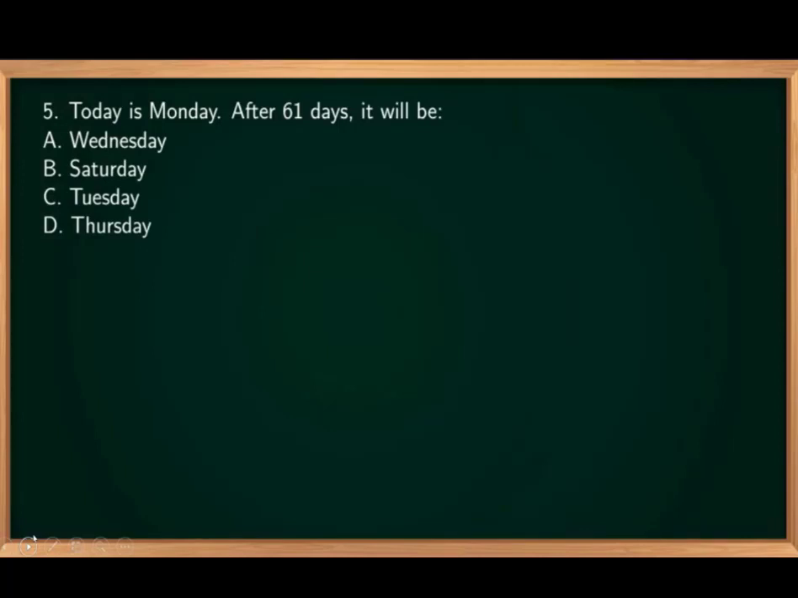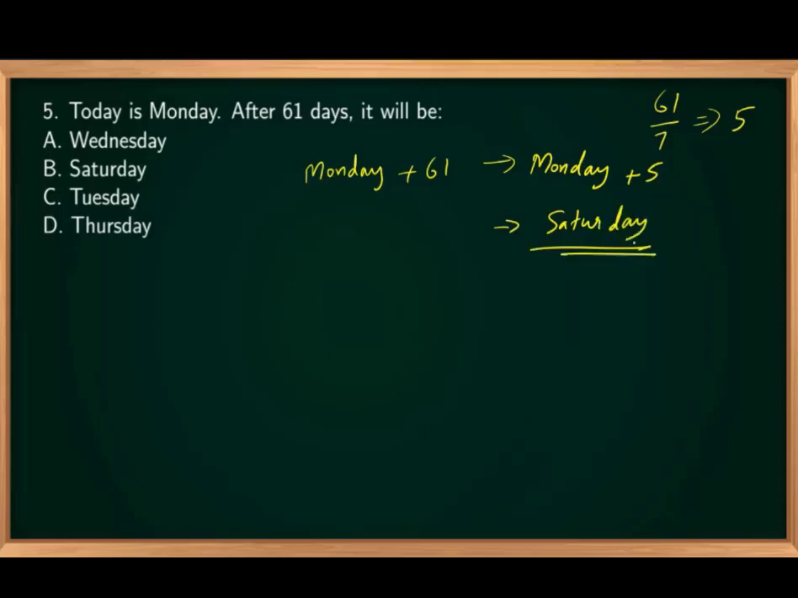Same concept, the days concept itself. Monday plus 61 days. For 61 days, we can reduce by 61 divided by 7. The remainder will be 5 odd days. That means Monday plus 5 days. It will be Saturday. Okay.